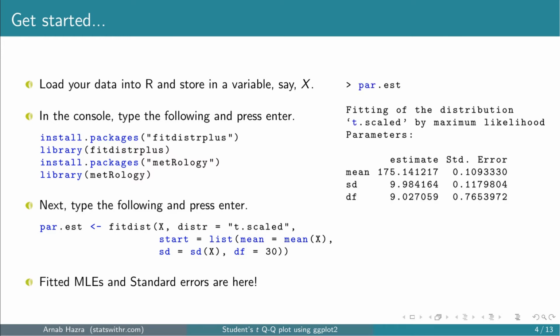The standard errors are extra information here. We don't need them. You store the output in a list par.est. To get only the MLEs, use par.est$estimate.